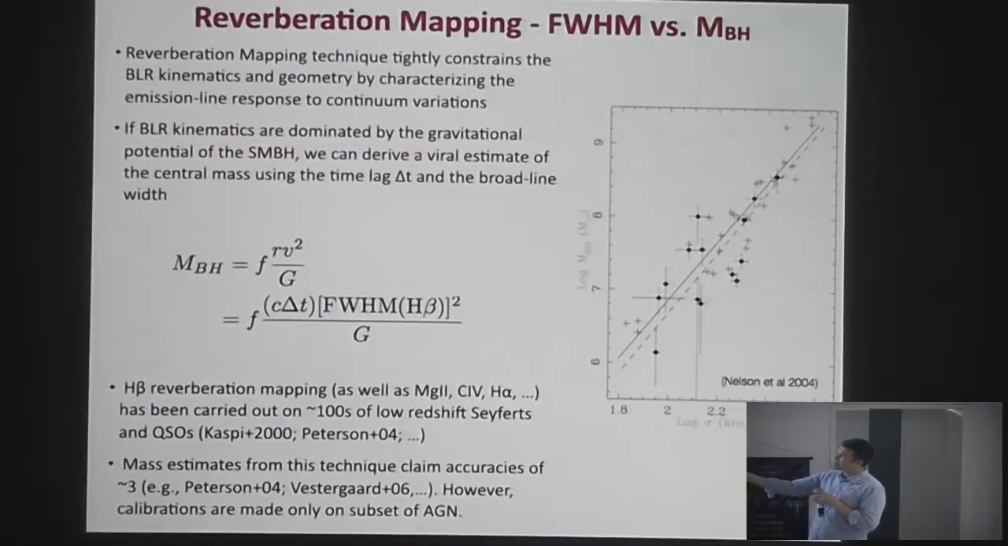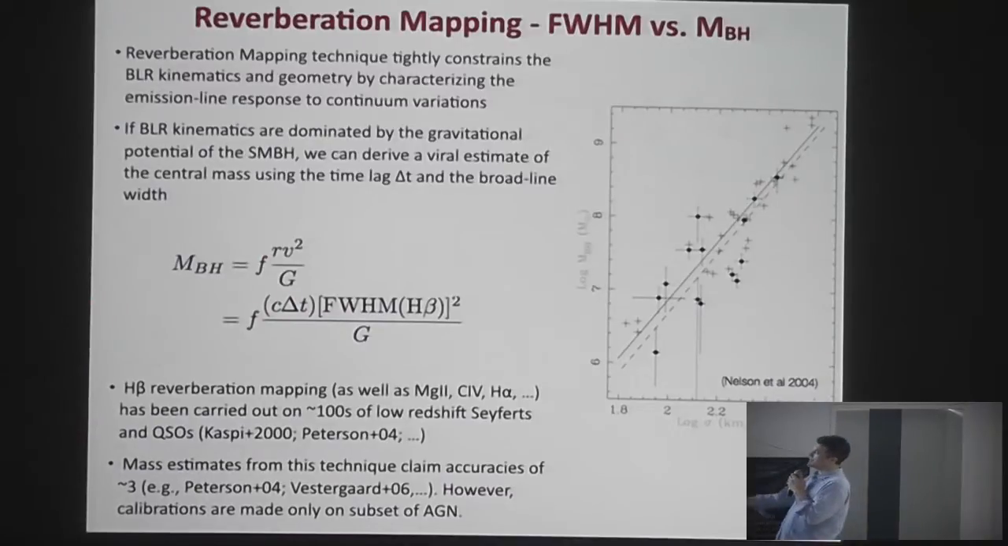If these broadline kinematics are essentially dominated by the potential of the black hole, which we think they are, we can derive a virial estimate of the central mass using the time lag and the broadline width. The black hole mass is related to the velocity and the radius and this f factor here, which is just a scaling factor, related to the accretion rate. R is just Δt times c, the light travel time, and the velocity is just the width of H beta, assuming it's in Keplerian motion. You measure these two things, and you get a black hole mass.